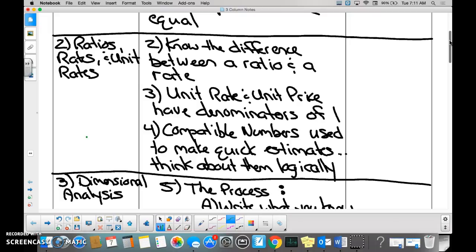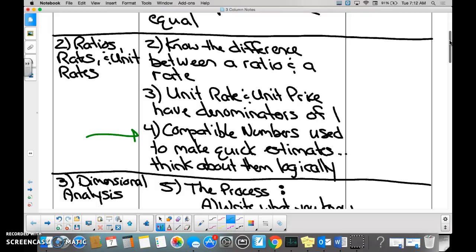It's a little bit different, kind of its own little thing at the bottom of your 5-2 notes. But compatible numbers, remember, are used when you are estimating, and they are numbers that go well together. At the bottom it says think about them logically. If you are dealing with a relatively small amount and you change that small amount by 2 items, for example, that could be a significant change. If you're dealing with a large number and you change by 2 items, that's a very, very small change. So pay attention to the size of the numbers you're dealing with when you're establishing compatible numbers before estimating.